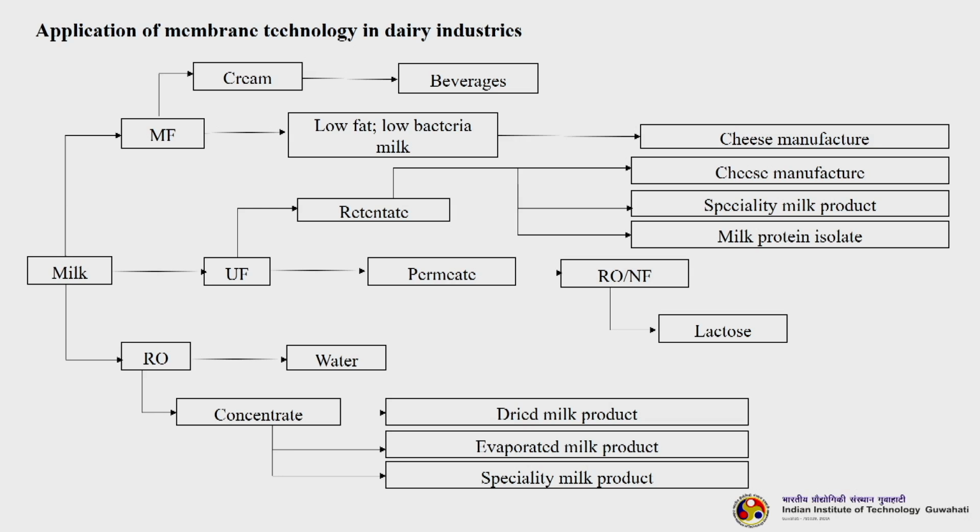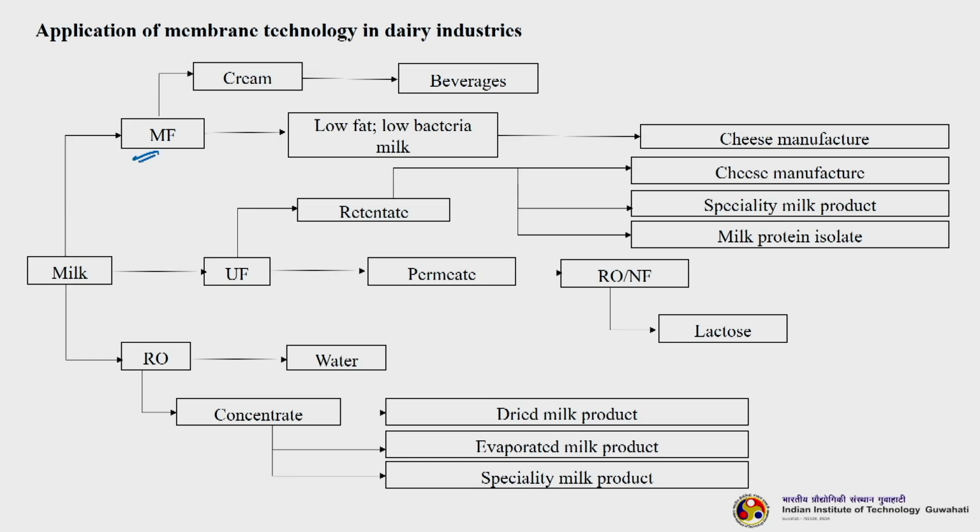So, it is not only dairy industries that you just learned. Today we discussed MF and UF, and how they are being used in dairy industries. RO is also being used. So, you can see how it is happening. The milk coming to the microfiltration system initially gives low fat, low bacteria milk, that means fat and bacteria are removed. That can go straight to cheese manufacturing, and what is retained here is the fat, which is nothing but your cream. That can be stored or can go to the beverages section.